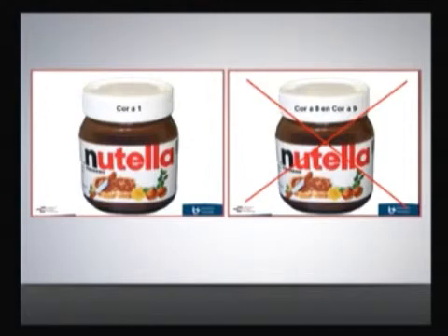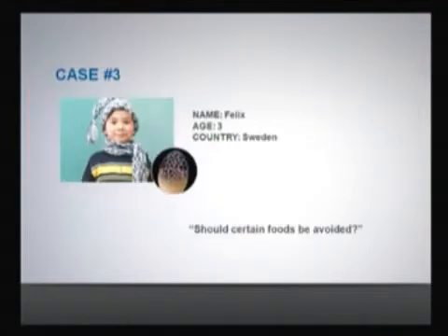So that is the way the University of Antwerp presents it. It's to say, Cor a 1, you can eat Nutella; Cor a 8, Cor a 9, you have to avoid it. I mean, the message can be pretty simple to the patient. It's not always that complicated.